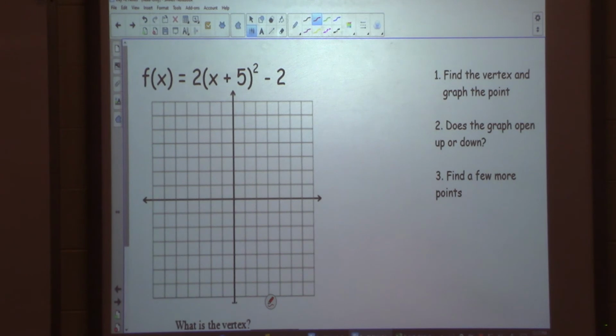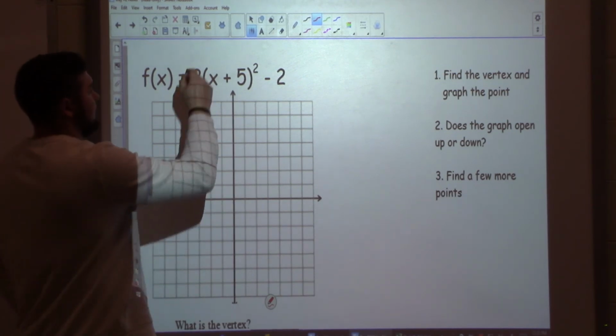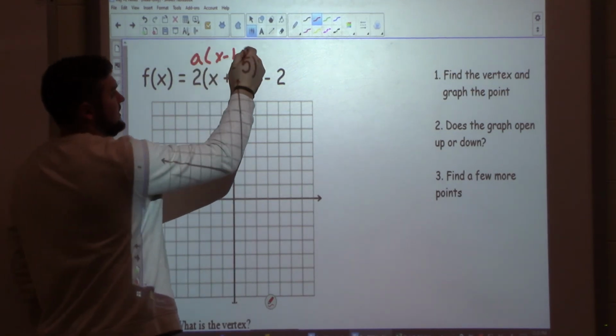No? Yes, it is. No, it's not. Is it? I don't know. Because a is 2. Oh, a is 2 in this one. Yeah, my bad. So a times x minus h squared plus k.